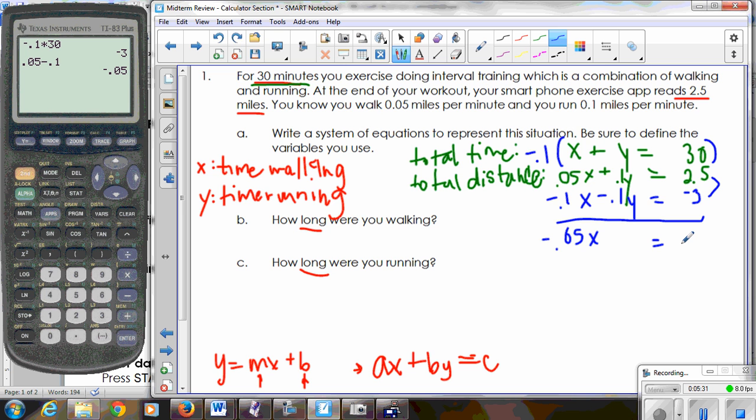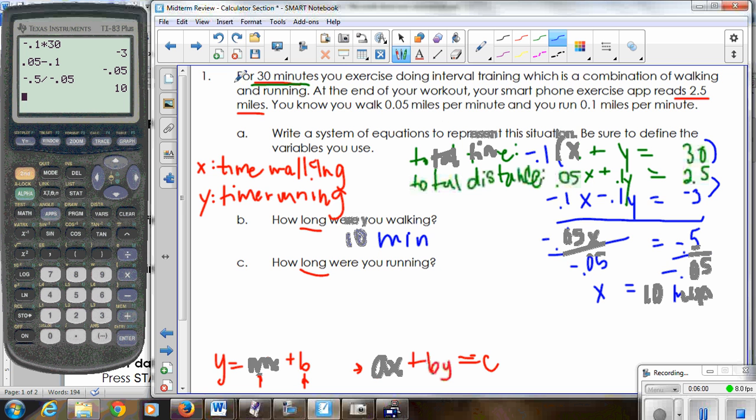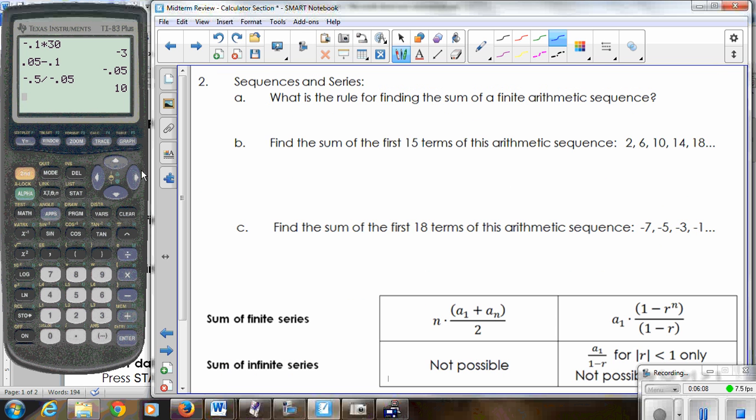And so x is going to equal, let's go ahead over here, negative 0.5 divided by negative 0.05, which should be 10. So that means I spent 10 minutes walking. And it's pretty easy. If I know that I spent 30 minutes exercising altogether, I know that I must have spent 20 minutes running. Okay.